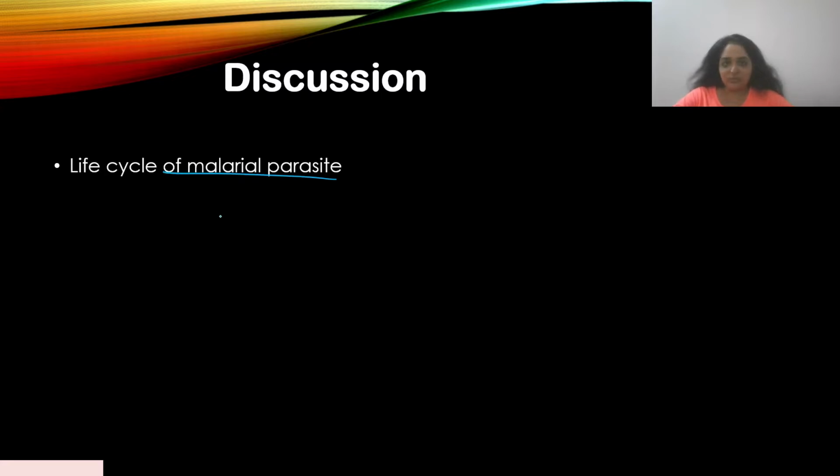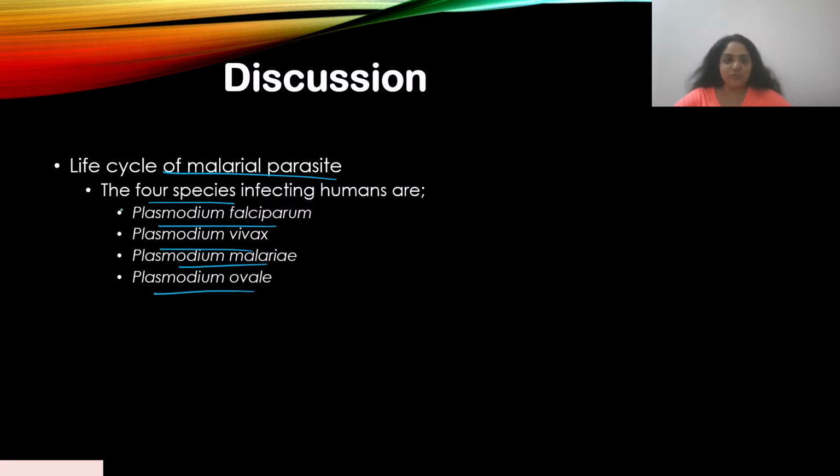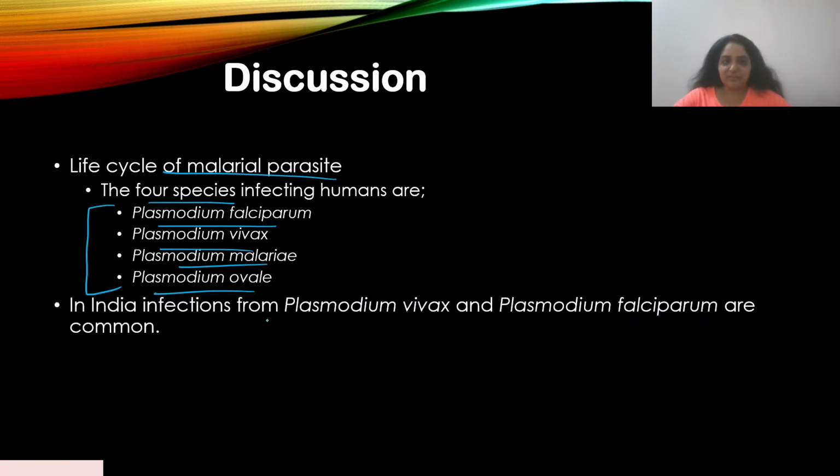The life cycle of the malarial parasite. There are 4 species infecting humans. Those are Plasmodium falciparum, Plasmodium vivax, Plasmodium malariae, and Plasmodium ovale. Please remember these 4 names. The genus is Plasmodium and the species are falciparum, vivax, malariae, and ovale. In India, infections from Plasmodium vivax and Plasmodium falciparum are common.